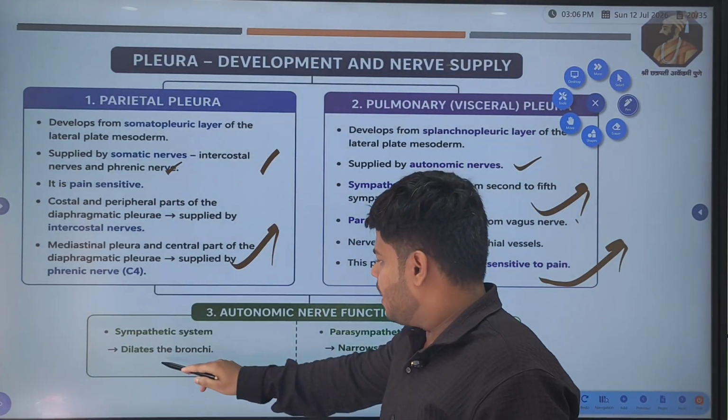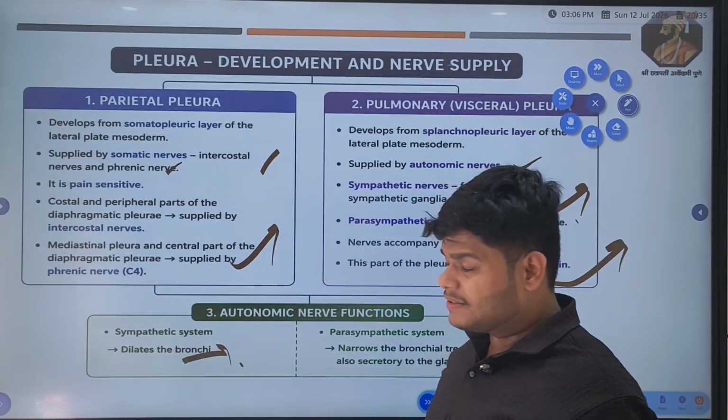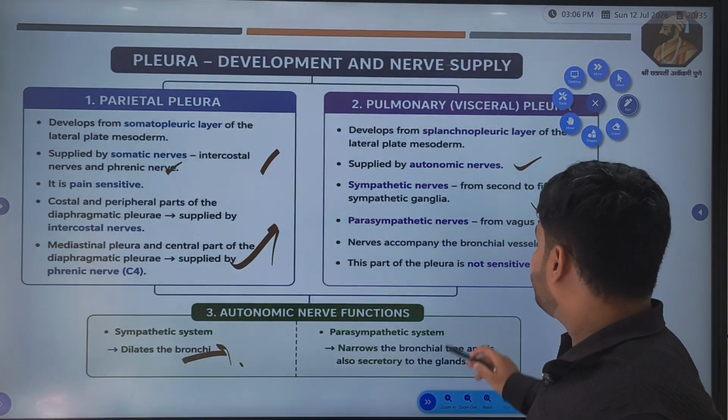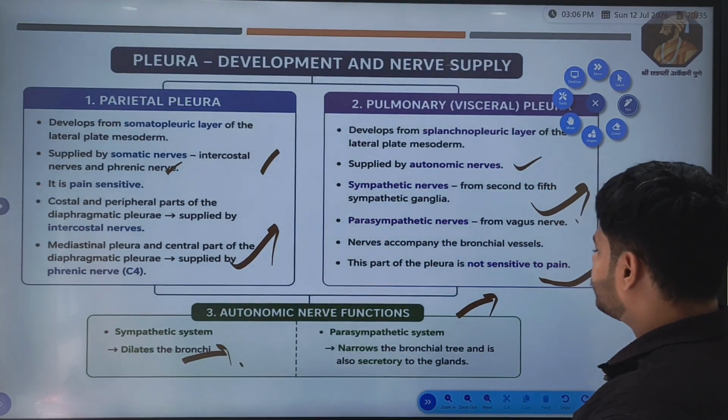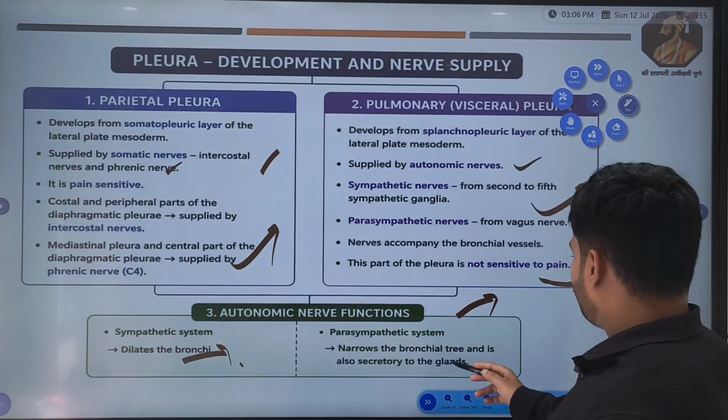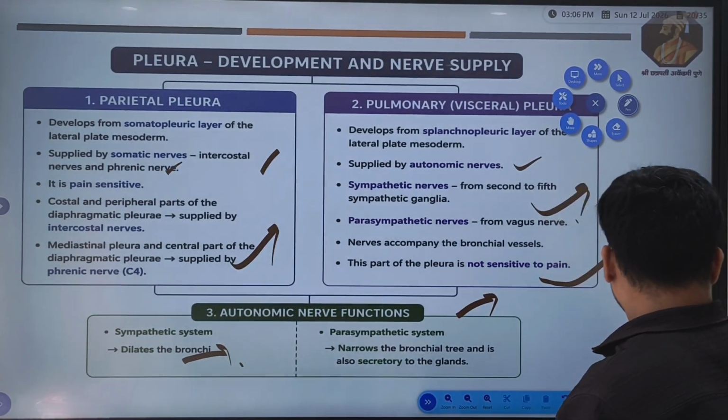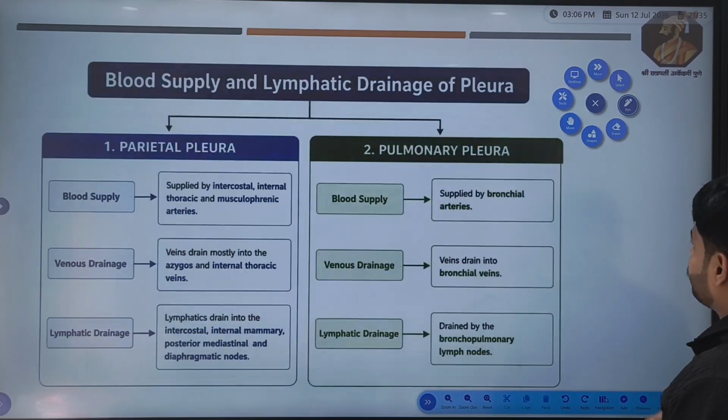Sympathetic system dilates the bronchi in the lungs. We will study that in more detail when we study the lungs. Parasympathetic narrows the bronchial tree and also stimulates secretion from the glands. It is a physiological function.